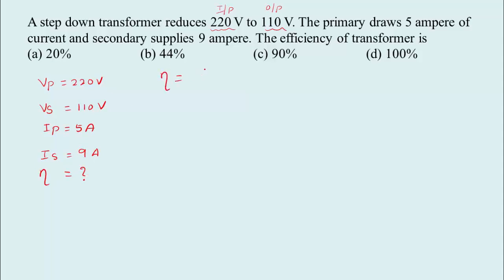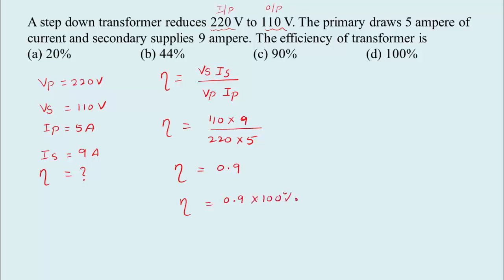We have the equation eta equal to VSIS divided by VPIP. Substituting the values, eta is 110 into 9 divided by 220 into 5, so eta equals 0.9. In terms of percentage, we write 0.9 into 100%, which is 90. So we get 90% efficiency, that is option C.